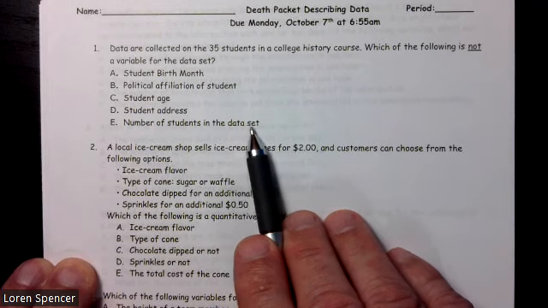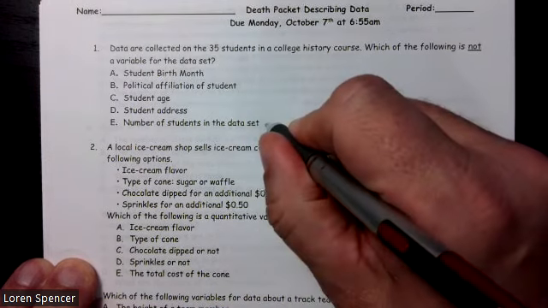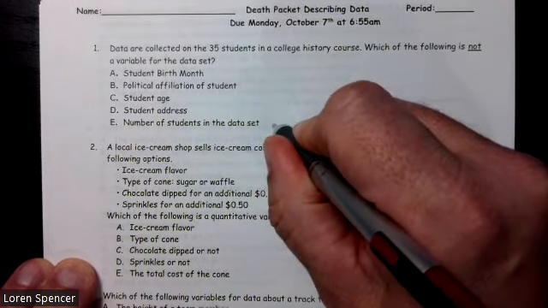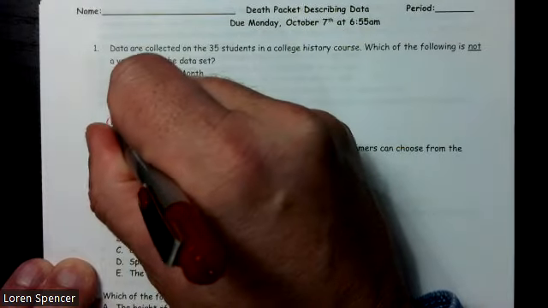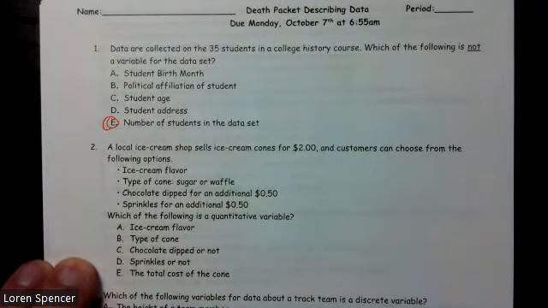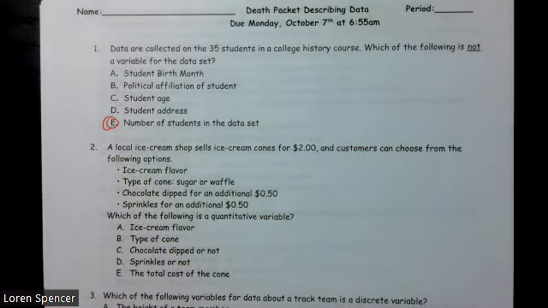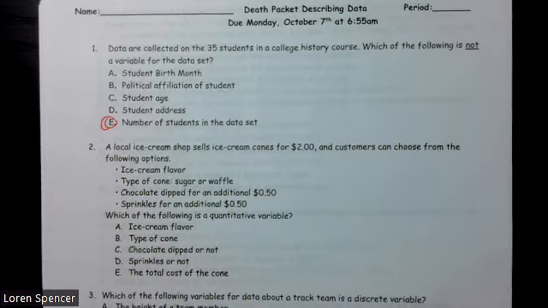The number of students in the data set, that is the sample size. Sample size is not considered a variable. So our answer to the first one is E because it's not a variable. It is a sample set size and it's fixed based on the size of our data set.